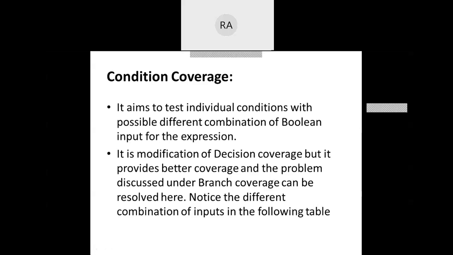Here you are testing the condition, not the branch, not the outcome of a particular expression. You are going to test individual conditions with various possible combinations of Boolean input for the expression. It is the modification of decision coverage. That is, branch coverage is also called decision coverage. But compared to branch coverage, this will provide better coverage or better testing support, and whatever limitations we came across under branch coverage can be resolved with the help of condition coverage.